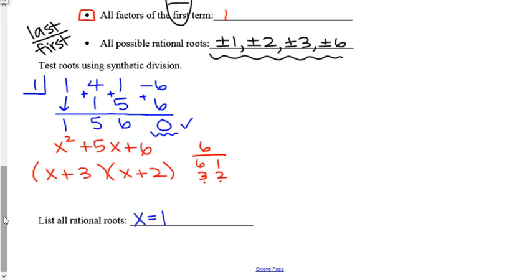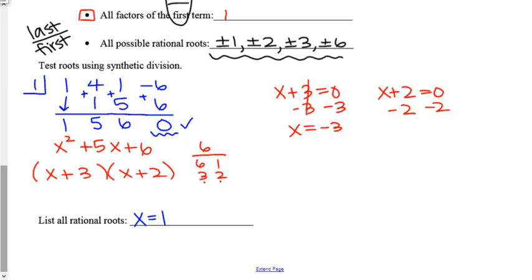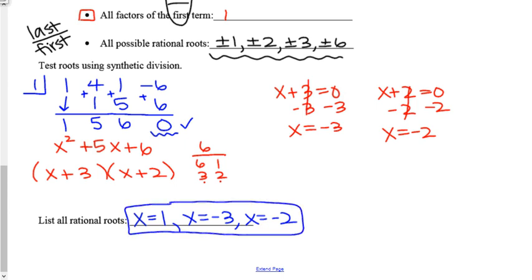So my rational roots are going to come from me actually solving for x here. X plus 3 equals 0. I subtract 3 from both sides, and I get x equals negative 3. And then x plus 2 equals 0. I subtract 2 from both sides, and I get x equals negative 2. So x equals 1, x equals negative 3, and x equals negative 2. Those are all my rational roots. I am done. All right, and that's it.